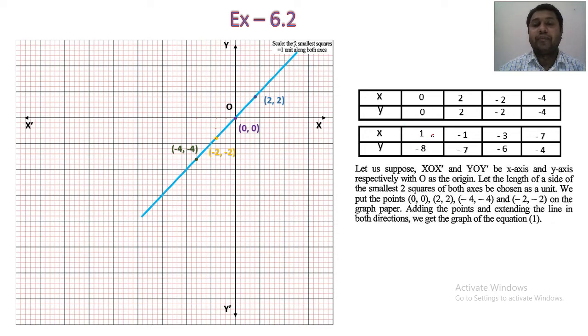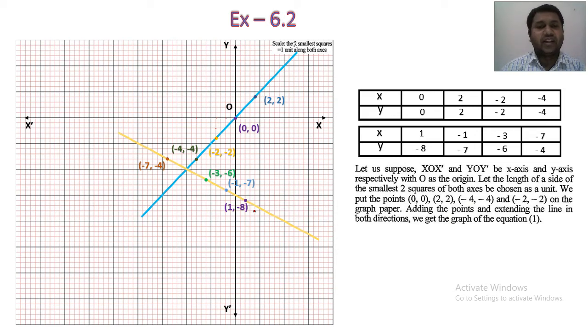So 1, minus 8 I have to put it, so positive 1, here it is positive 1, 1 unit equal to 2 small squares, so here it is positive 1, and minus 8, so the y-axis will be in the y dash, the downside, so here 8 means 16, so 5, 10, 15 and 16, here it is. So look here, I just got 1 comma minus 8. Similarly, minus 1, minus 7, here it is, minus 3, minus 6, here it is, and minus 7, minus 4, this one. So I got the 4 points, I just joined the line. This is the straight line of the second equation.